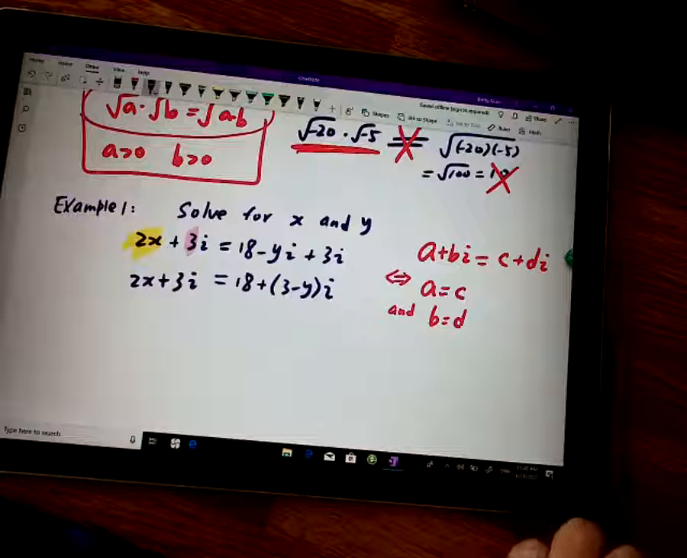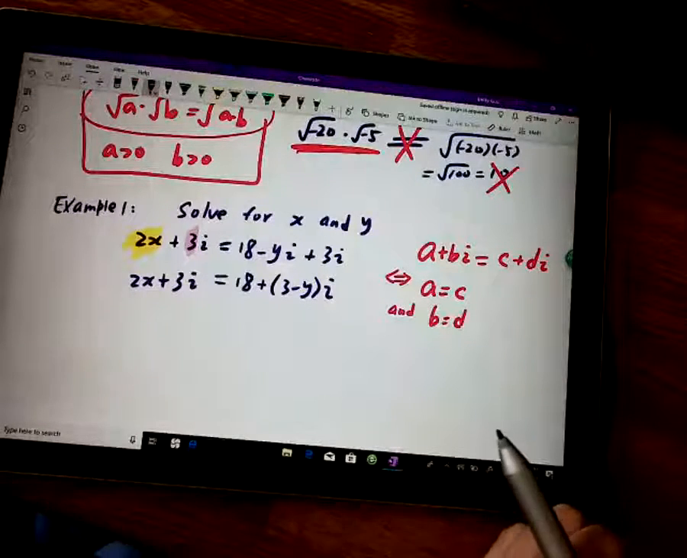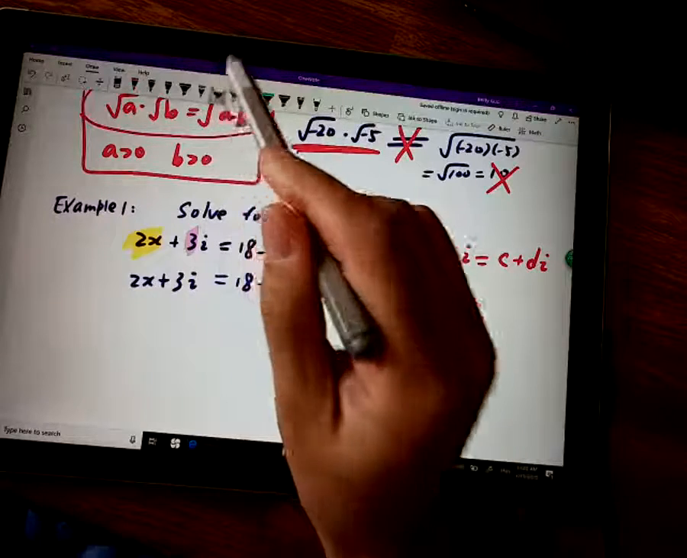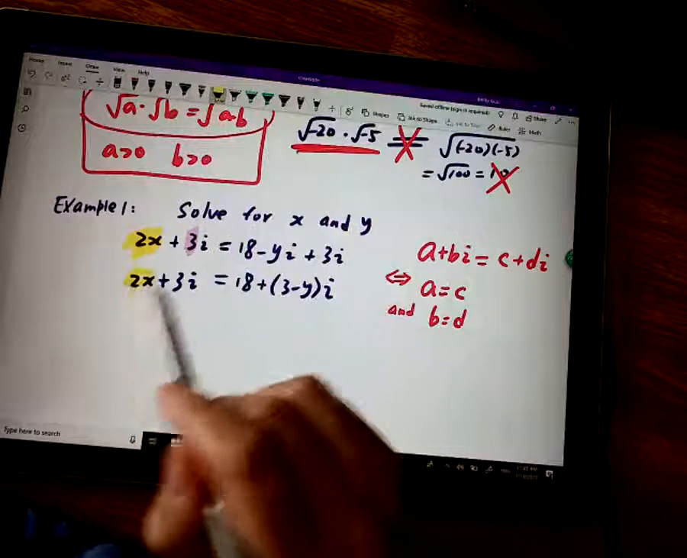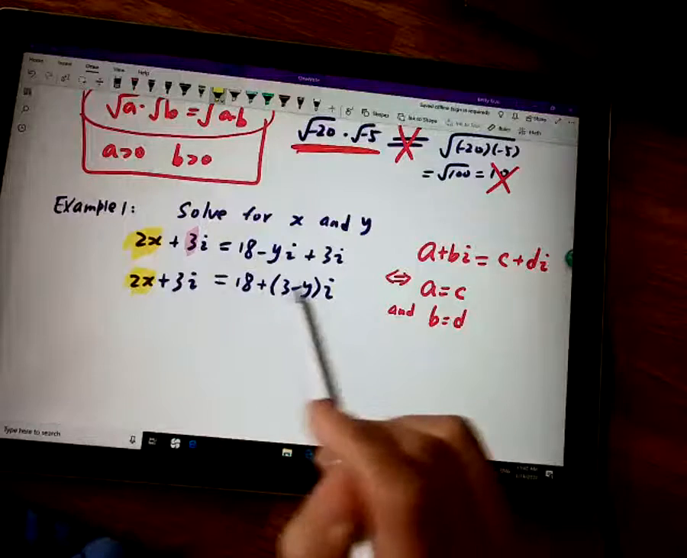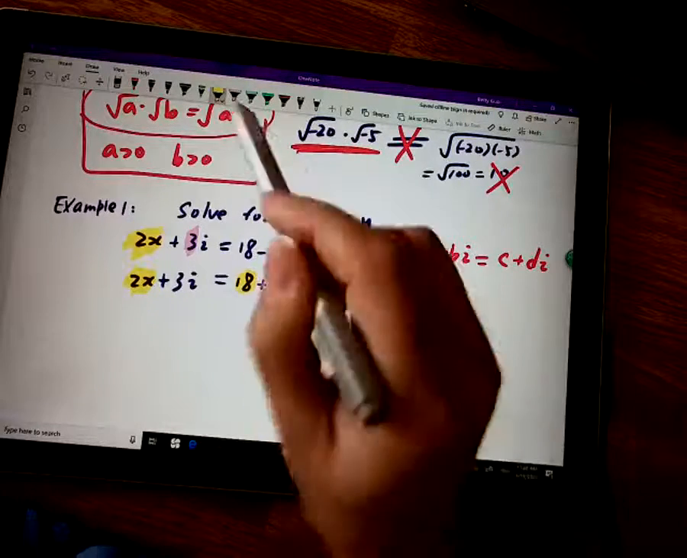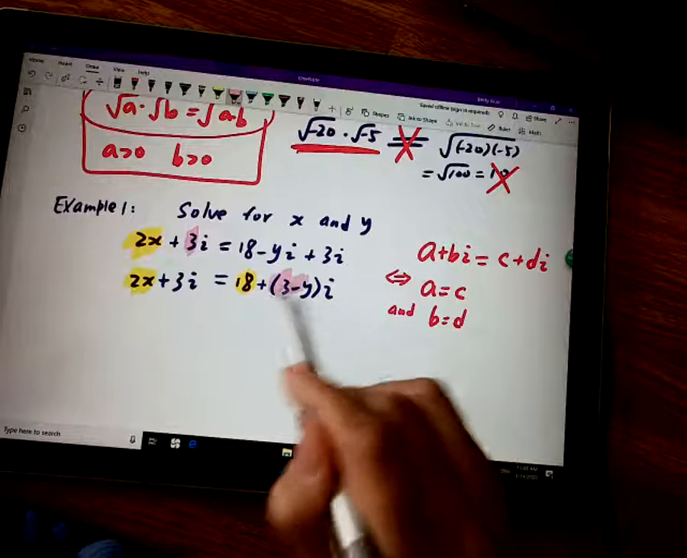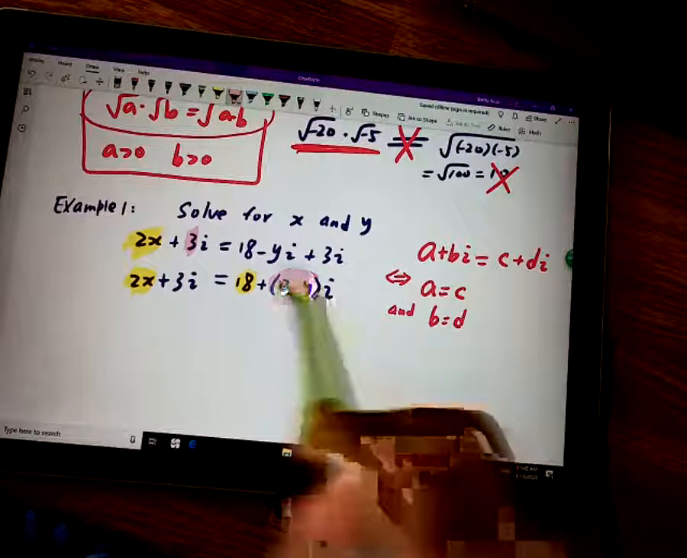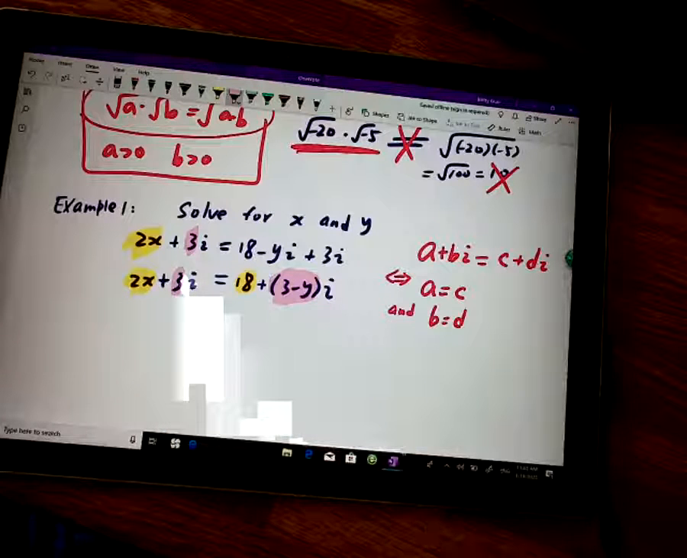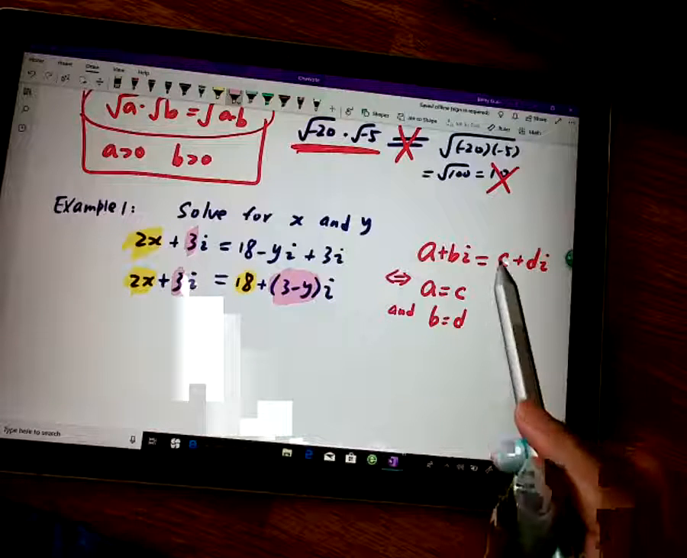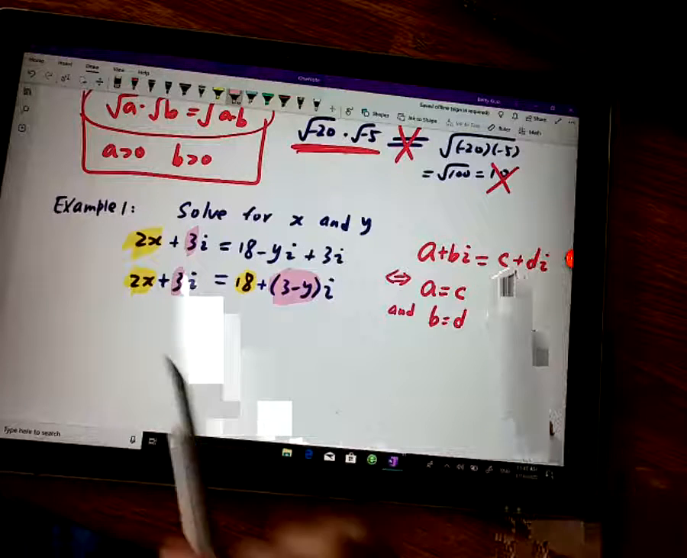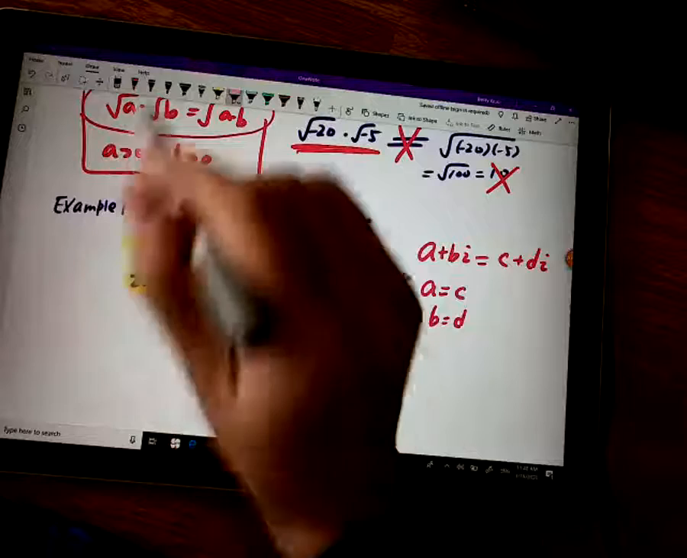So once I combine the right hand side, we see that on the right hand side we have a complex number as well. The complex number on the right side has real part 18, and imaginary part 3 minus 1, so imaginary part 3, okay? So you can see by the definition that when two complex numbers are equal to each other, we have the corresponding parts equal to each other.